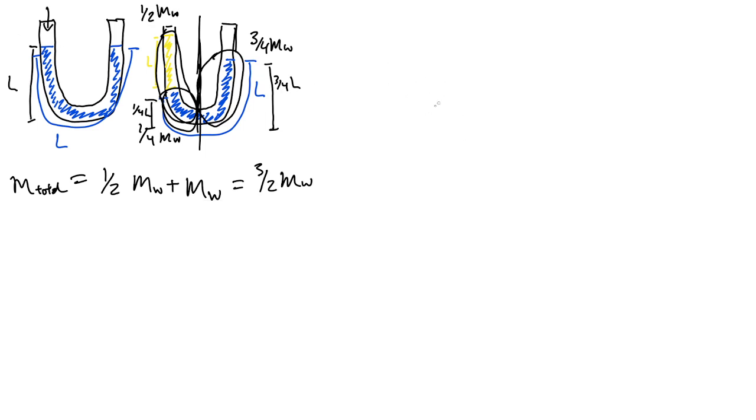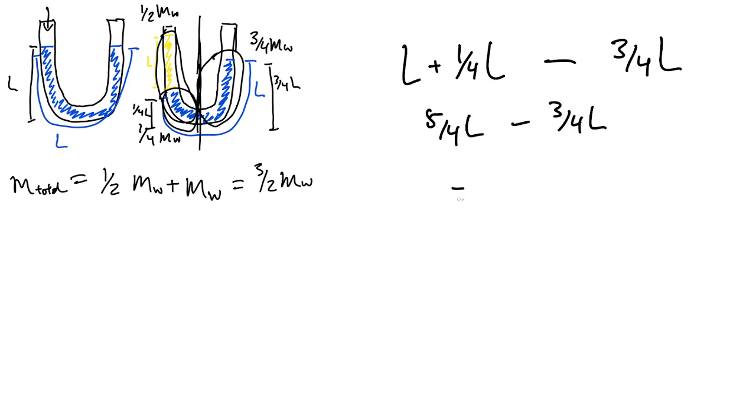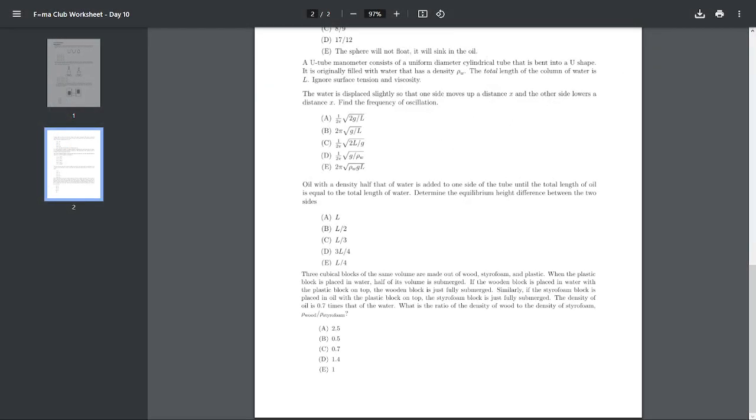And so that means that on the left side, we're going to have the length of oil plus 1 over 4L, which is going to be the length of this amount of water here. And on the right side, we're going to have 3 over 4 times the length of the water, right? And so to find the equilibrium difference, we just subtract these. So this is going to be 5 over 4L minus 3 over 4L, which is going to give us 1 over 2L, or L over 2. And if we look back at our worksheet, that's going to give us answer choice B, which is L over 2, right?